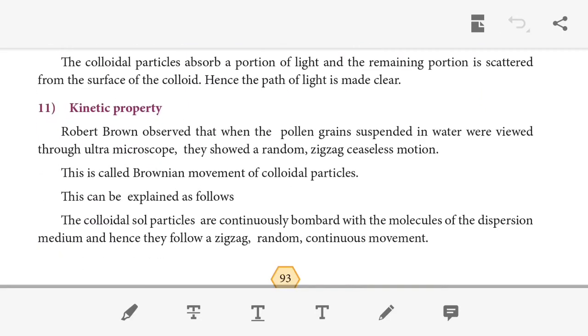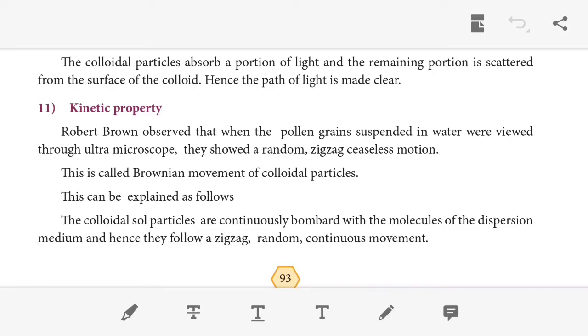The next property is kinetic properties. This was carried out by Robert Brown. First he observed pollen grains suspended in water. He viewed them through an ultramicroscope. They show random, zigzag, ceaseless motion. Ceaseless means continuous motion. Okay. So this is called Brownian movement of colloidal particles.